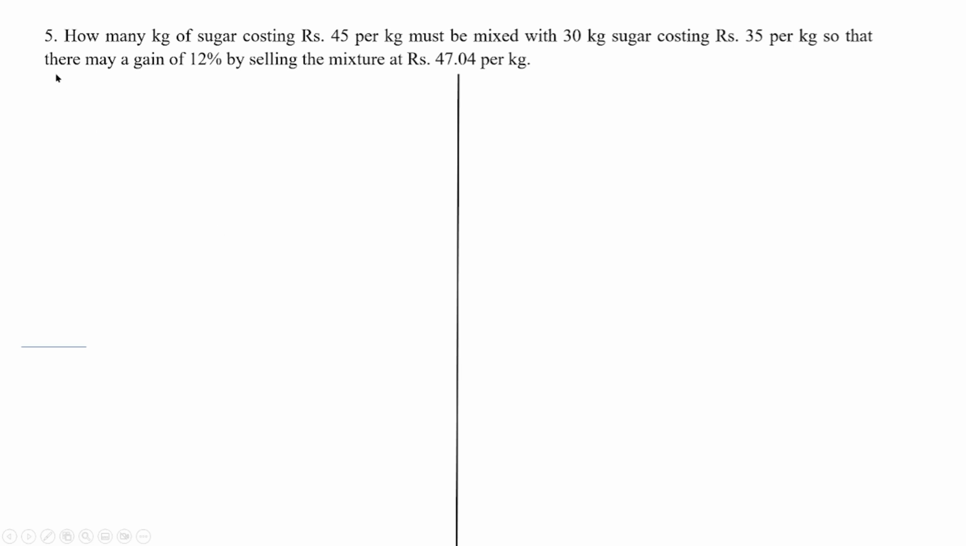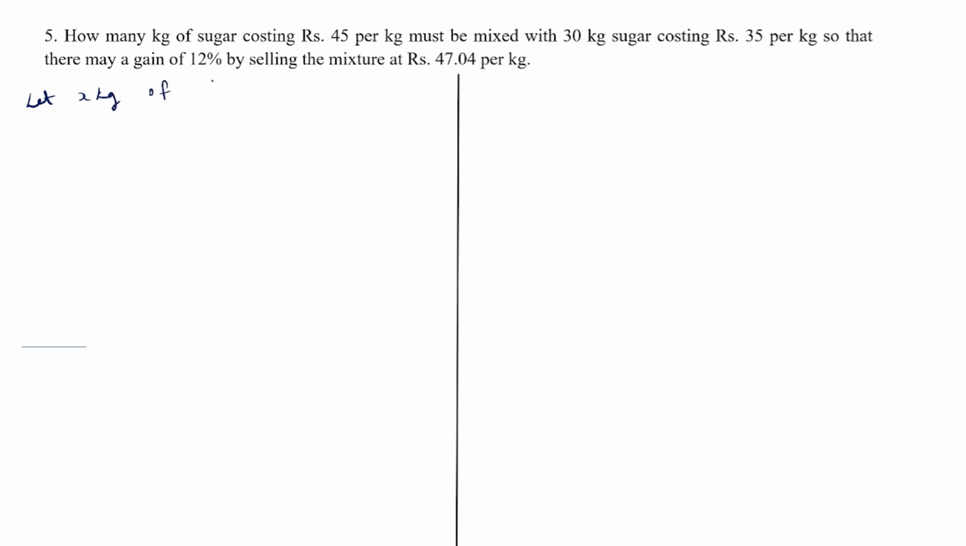Moving on. Next question: how many kg of sugar costing rupees 45 per kg must be mixed with 30 kg of sugar costing rupees 35 per kg, so that there may be a gain of 12% by selling the mixture at rupees 47.04 per kg? So we have to find the quantity of sugar costing rupees 45 per kg that has to be mixed with this 30 kg of sugar costing rupees 35 per kg, so that on selling the mixture at 47.04 per kg, there is a gain of 12%.